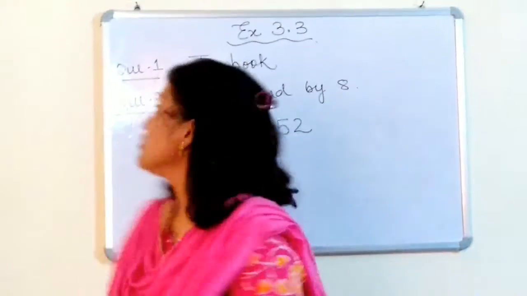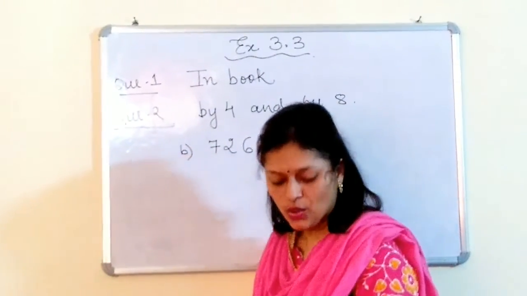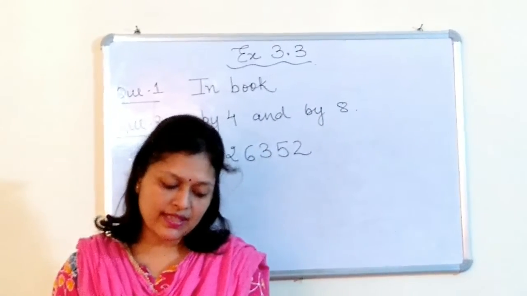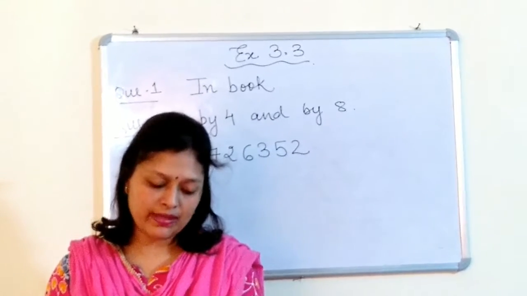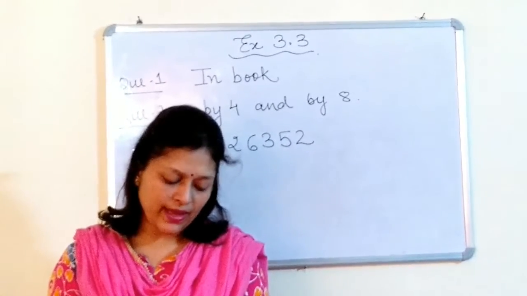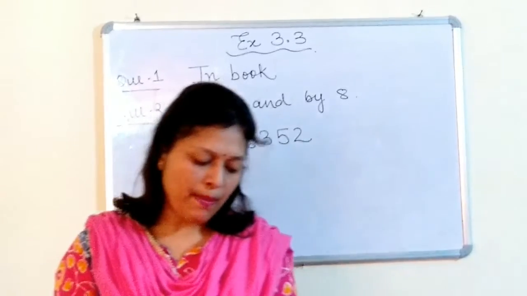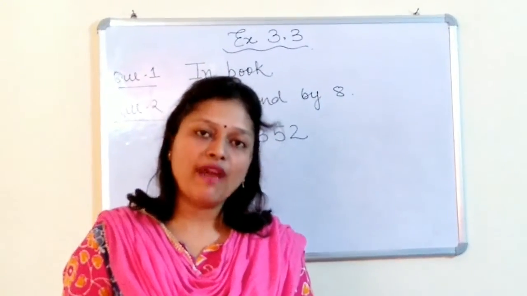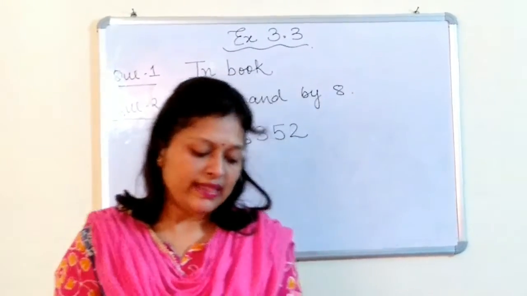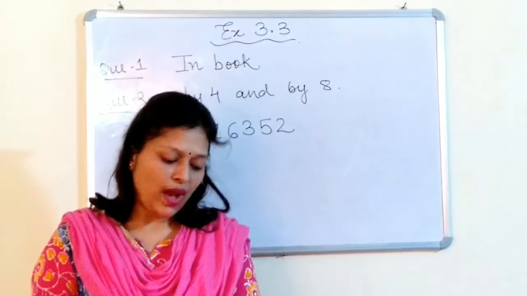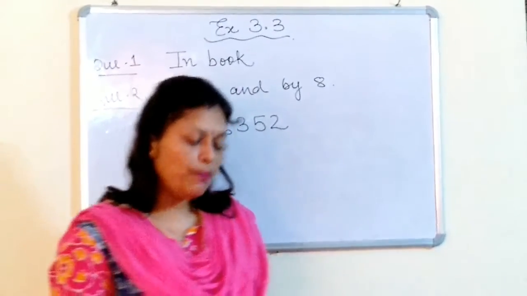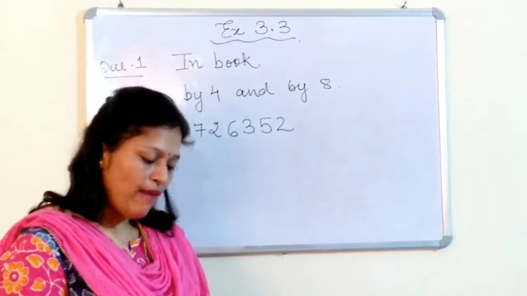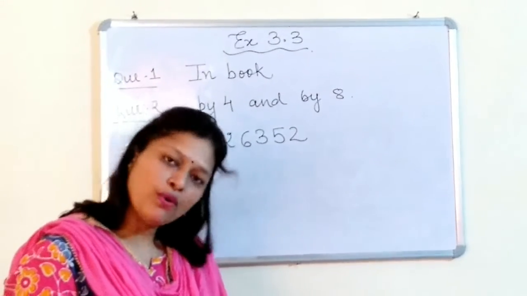Now children, we are going to start exercise 3.3. So look at the first question. Using divisibility test, determine which of the following numbers are divisible by 2, by 3, by 4, by 5, by 6, by 8, by 9, by 10 and by 11. You have to write just yes or no. There is a table given in your book. So I request all of you to please complete question number 1 in your book itself. Okay, what I said? You have to do question number 1 in your book only.